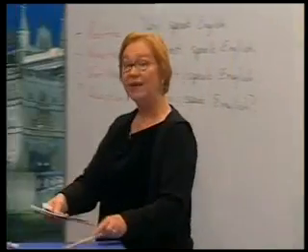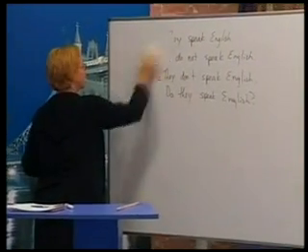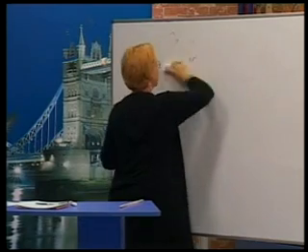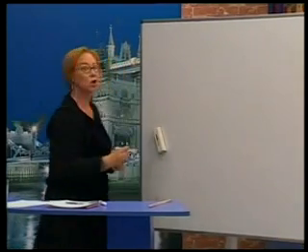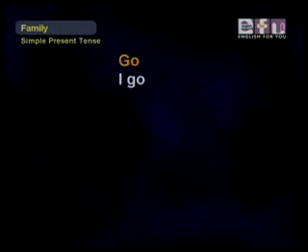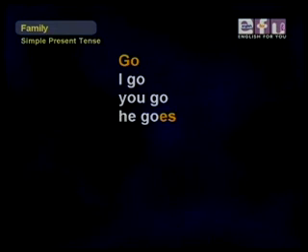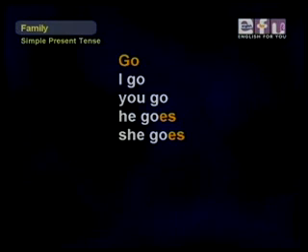Now, we're going to look at some more words that are irregular verbs. They're special verbs. And here, we'll see some of them. Okay, now, the first one is go. I go. You go. He goes. She goes.